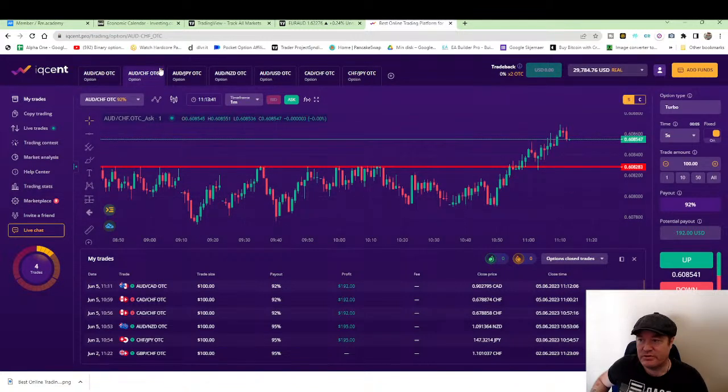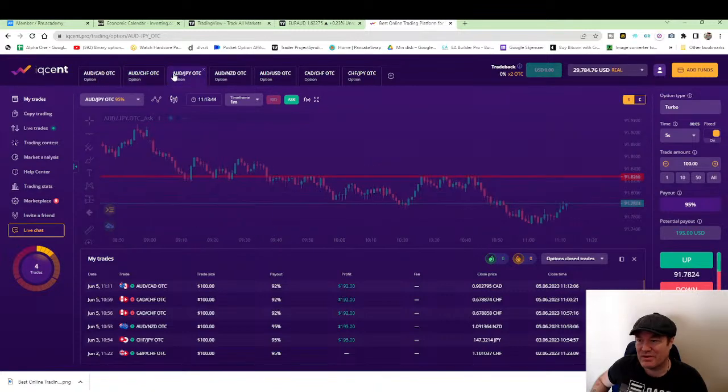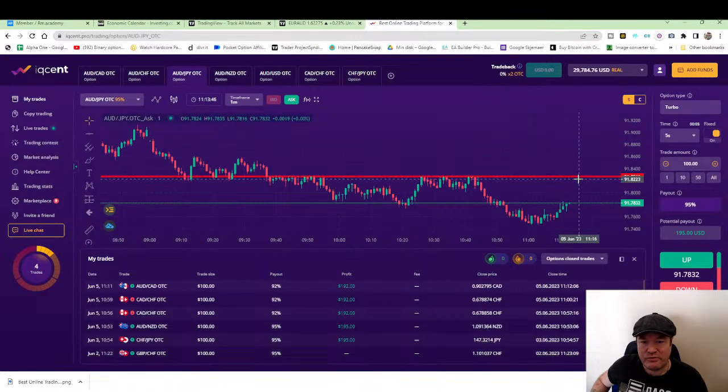Here I basically see nothing. We do have the line in the top here now, it's getting closer, but we need to break this resistance here.